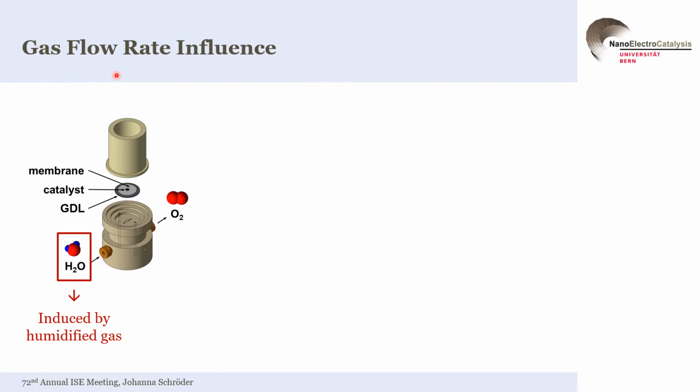I will start to talk about the influence of the gas flow rate. The reason why that matters is that we are introducing the water that we need for the oxygen evolution reaction by humidified gas. One can imagine that depending on the gas flow rate, the gas might be differently humidified. As a consequence, it could be that the amount of water that is transported to the catalyst is differing, and therefore mass transport limitations could be expected.